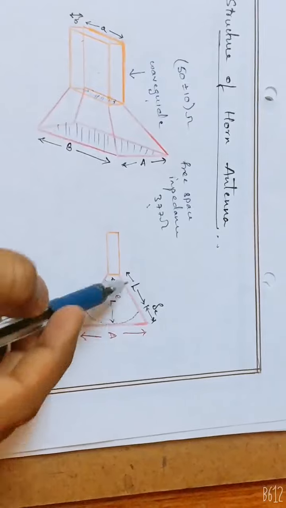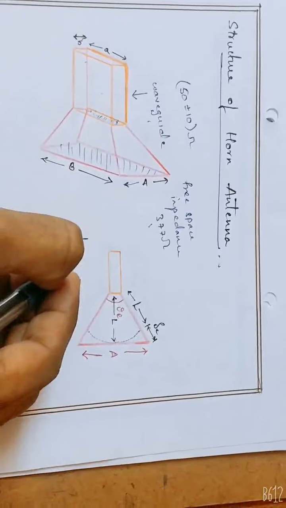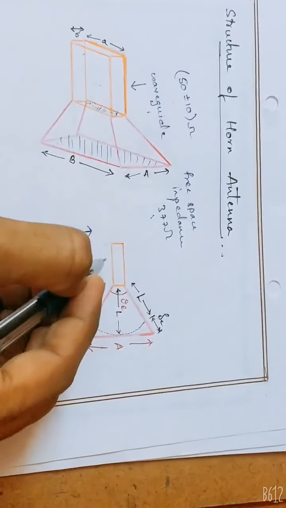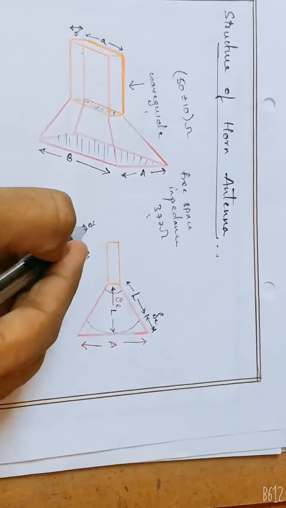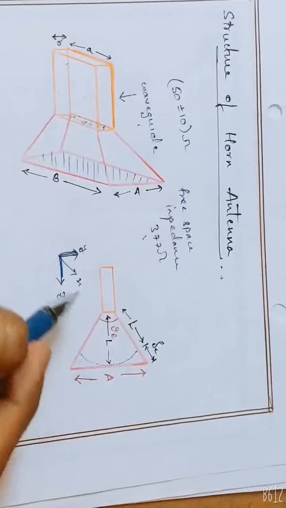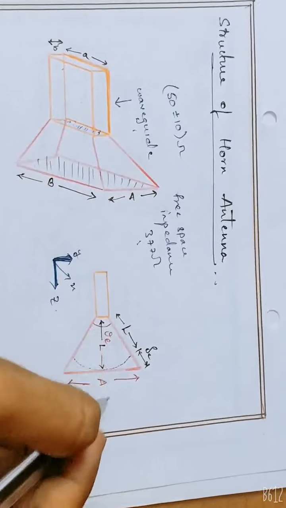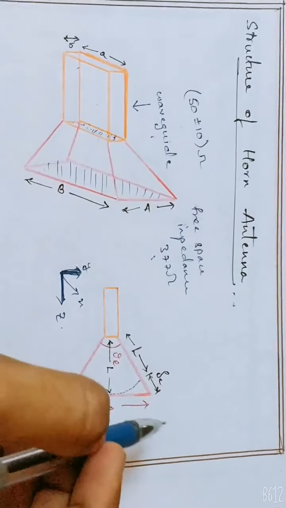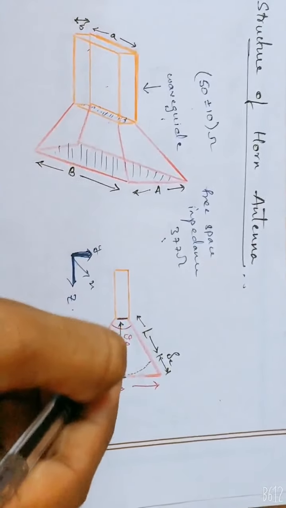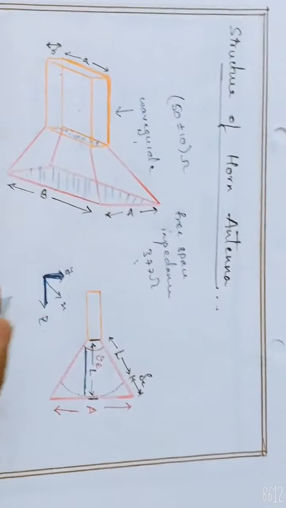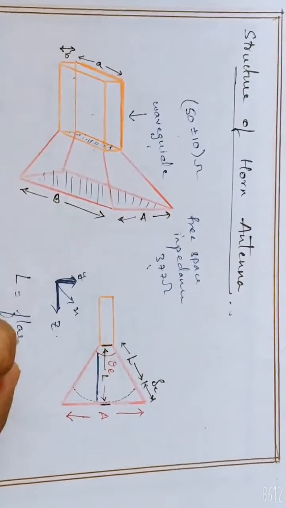Now let us consider the cross-sectional area from the side view. For example, let us say this is the X, this is the Y, and this is the Z plane. I am considering the YZ plane. As we consider the cross-sectional area of the YZ plane, the horn antenna will look like this. The distance from the waveguide to the flaring is considered as L. So L is the flaring length.